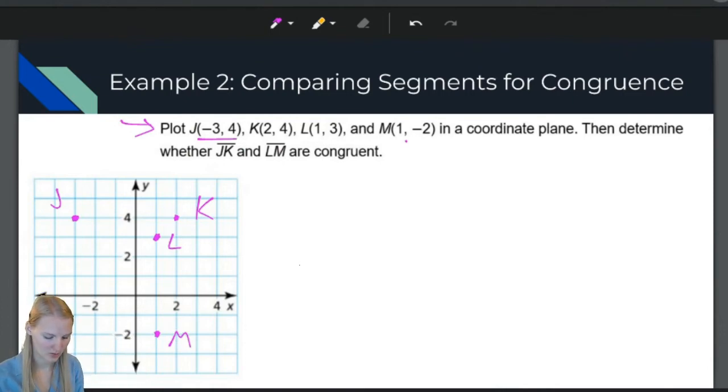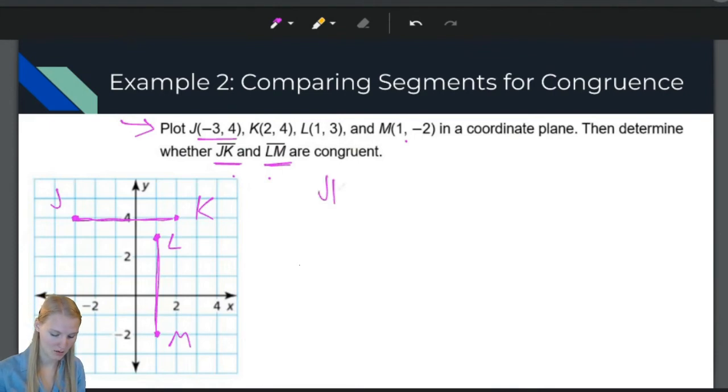Okay, now determine whether segment JK and segment LM are congruent. So I need to connect the dots between J and K. Now we have a segment. And I need to connect the dots between L and M. In order to know if they are congruent, I need to know the length.